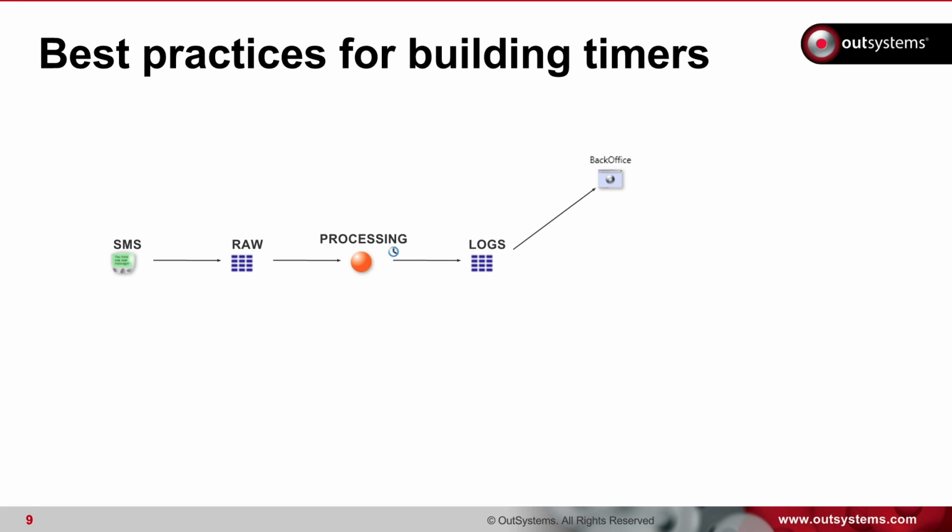So, when we applied this to our problem, we now had fixed the issue. Multiple SMSs were being generated, the data is stored on a raw entity, then the timer is launching itself in 10 minutes chunks, doing its processing, recording its progress in a logs entity, and the back office reads the logs entity to find out how are things going. This runs again in 10 minutes chunks, 10 minutes, 10 minutes, until it reaches the end of all SMSs that need to be sent.